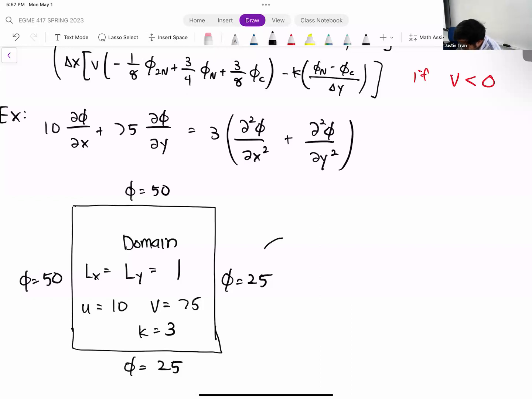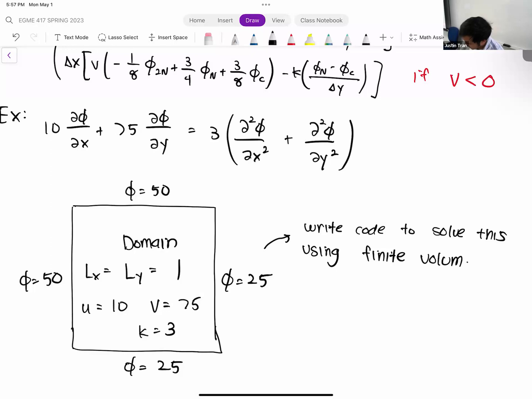And so what we want to do is write the code to solve this using finite volumes. In particular, we're going to use the QUICK scheme for this one.